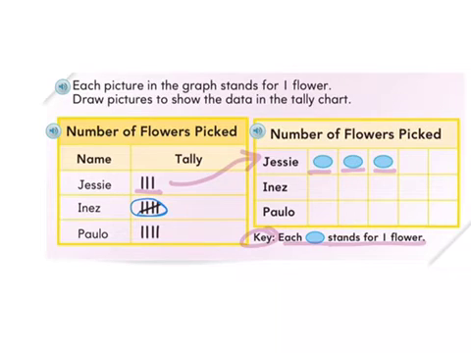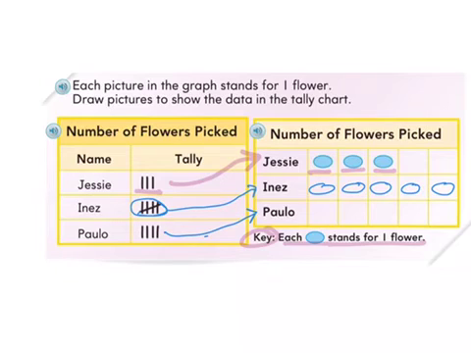So if Inez has 5 tallies over here, that means I need to draw 5 pictures over here. So now we can see that Inez has picked 5 flowers because that's how many pictures are showing us that. Now we need to do Paulo. We've got to transfer Paulo's information over. Paulo picked 4 flowers, so I'm going to draw 4 ovals over here. And it's as easy as that.